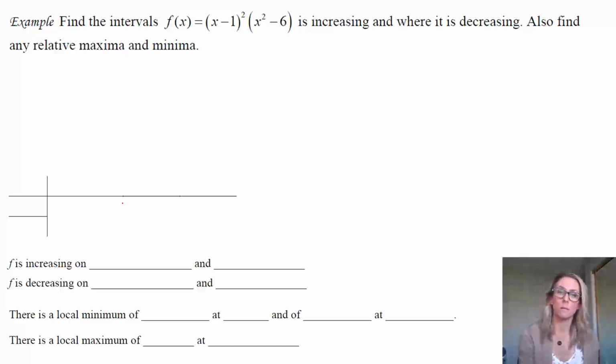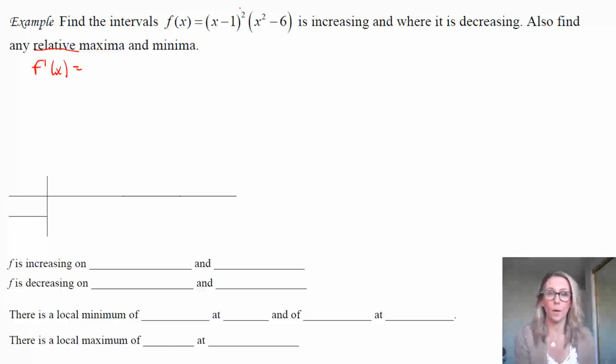All right, so now let's use this idea to find the intervals of a function where it's increasing and where it's decreasing. We're also going to find any relative maxima and minima. So the first thing we need to do is take the derivative. If you want, you can pause and take the derivative and see if you get it right. I'm going to be using the product rule here. Product rule is the easiest way to go. So take a moment, do that, and then come back.